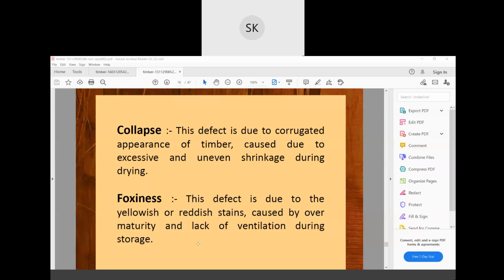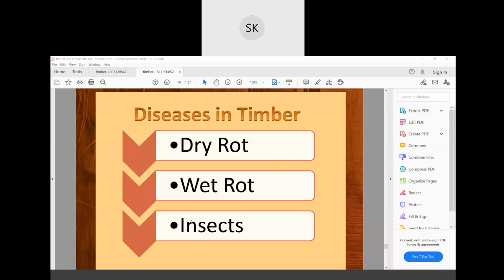Foxiness. This defect is due to the yellowish or reddish stains caused by over maturity and lack of ventilation during storage. When you store the timbers, you make a storage chamber and store all the timbers there, so you have to provide some ventilation also. If it doesn't get air, then it may start decaying and get some yellowish or reddish stains, which is called foxiness. It can also be caused due to over maturity. When the tree is over matured and is not felled, then there may be some yellowish or reddish stain.